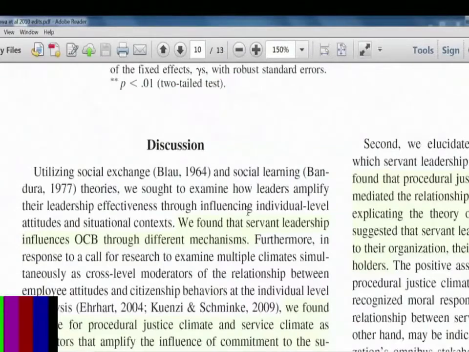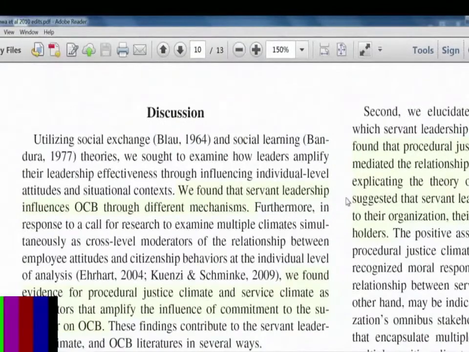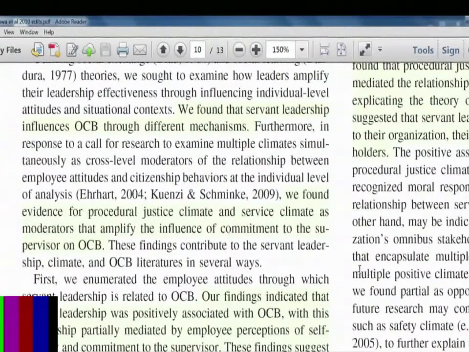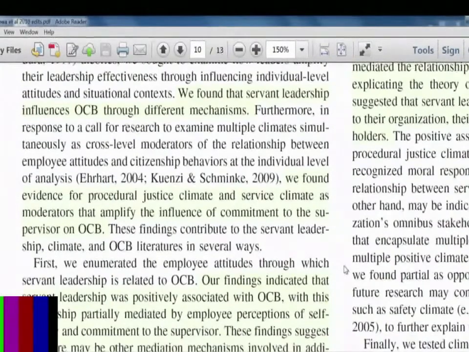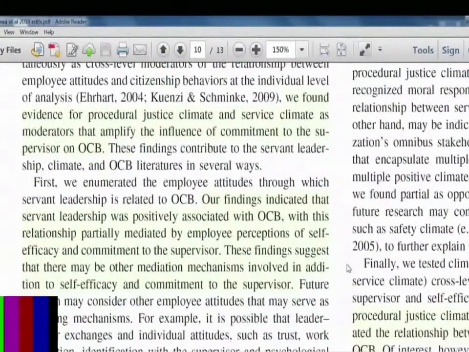But when you get to the discussion section, that's when they're going to tell you in business terms, for example, or in better terms, what their research actually found. Okay? So it says here, we found that servant leadership influences organizational citizenship behaviors through different mechanisms. We found evidence for procedural justice climate and service climate as moderators that amplify the influence of commitment to the supervisor on organizational citizenship behaviors. It may not make as much sense to you now, but once you've read the article and you know what those terms are about, that'll make more sense to you then.